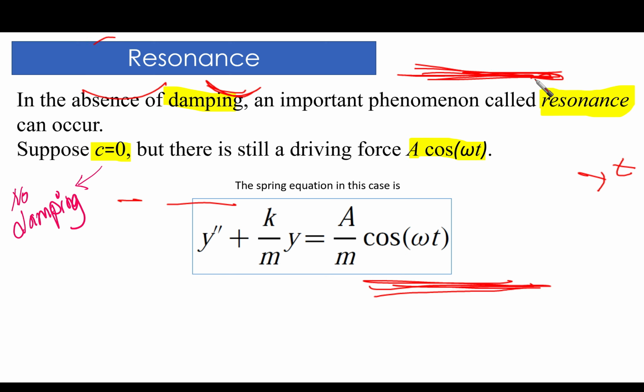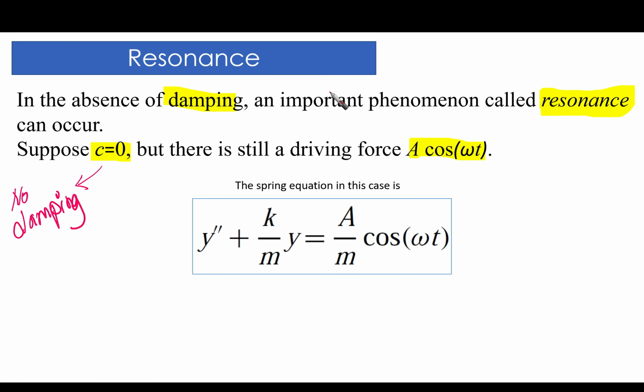Okay, let's go to the last portion of this lecture, which is related to resonance. In the absence of damping, whenever we do not have damping, an important phenomenon called resonance can occur. Suppose that c equals 0. Look at this, this is a very important case, c equals 0. But there is still a driving force being applied to the system, which is a cosine omega t.